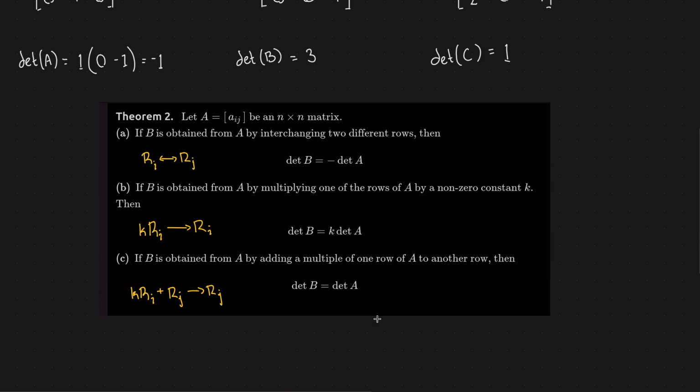Okay? Now, we're not going to prove these formally. The proof is rather tedious and not all that important that you know exactly. But if you want to, the proof is in your textbook. But it is important that you understand how elementary row operations will affect the determinant of the resultant matrix.